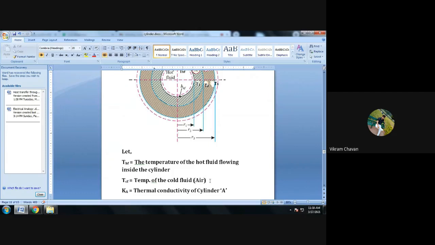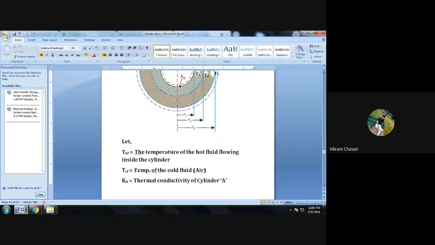Then T suffix CF will be equal to temperature of cold fluid. Then K suffix A is equal to thermal conductivity of cylinder A.